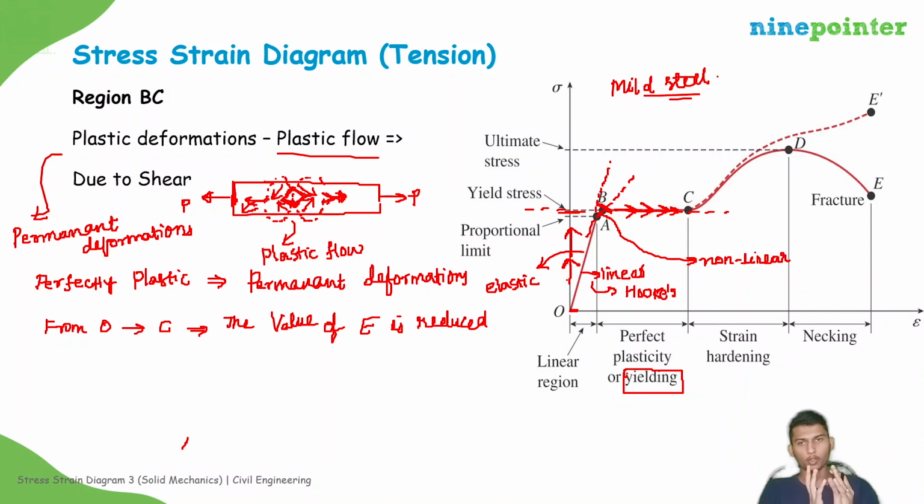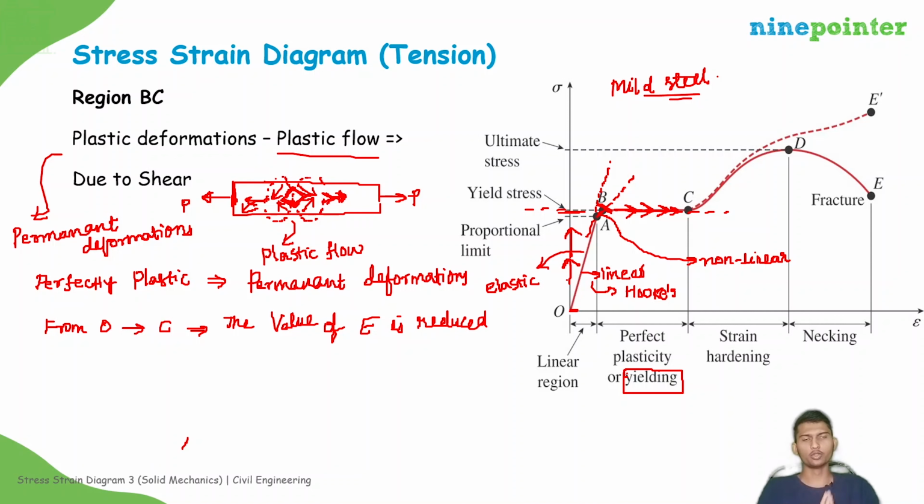Okay, so this is about portion B. In portion B there will be plastic deformations. Plastic deformations will have some permanent deformations. If your material is more plastic, then there will be more permanent deformations. If your material is perfectly plastic, then all deformations will be permanent. Permanent means they will not recover their deformations on removal of the load. And from O to C we observed that in the diagram the value of E is getting reduced, meaning the material is getting weak; its ability to resist the deformations is decreasing as we go from O to C, right?